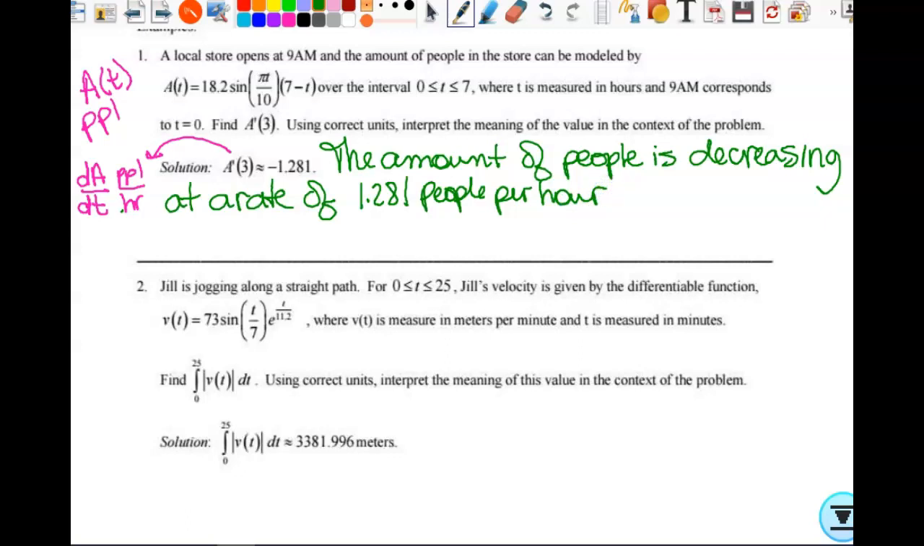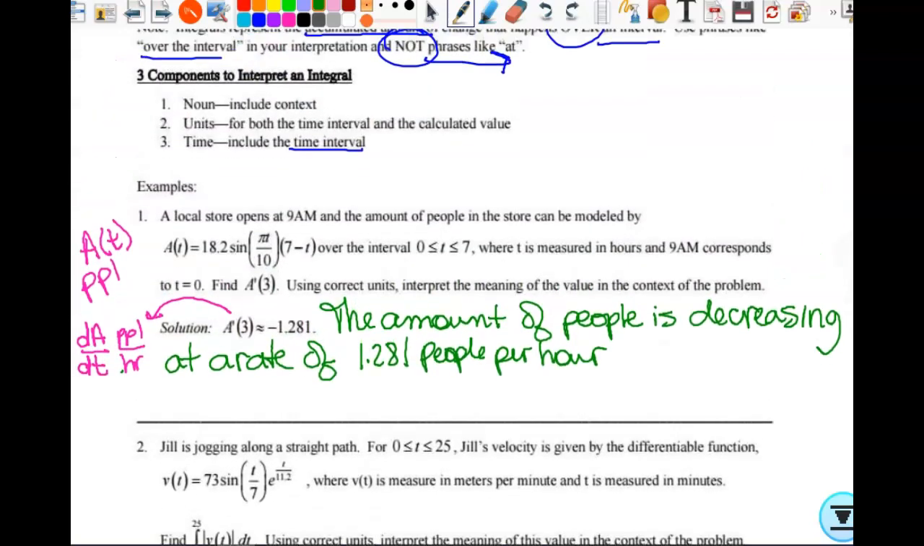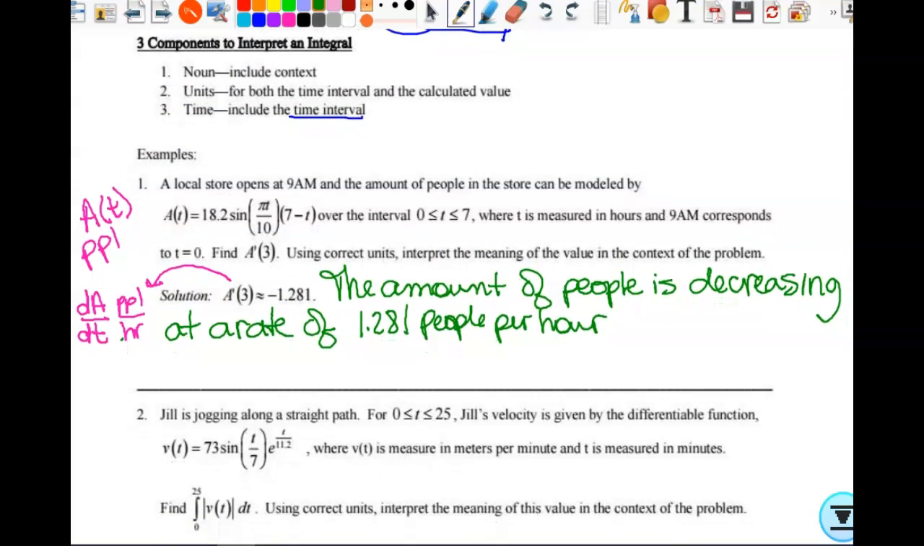Is that all we have to say? Yeah, it's fine. What else? We have to include time. So we have the units on the rate, right? We use the word rate because that was one of our stipulations. So we have the context, it's the people, right? It's decreasing. Units for both the time interval, we haven't talked about that.